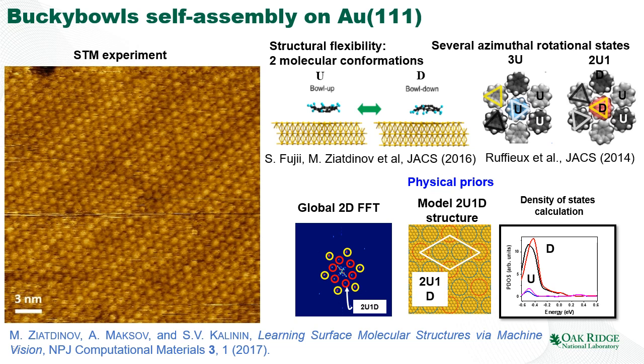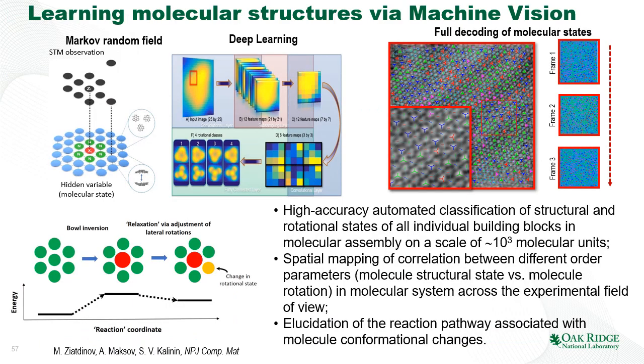So the first thing we can do is collect all the information we know about the system. It turns out that we have some information about the possible structures, which we call physical prior, and we have some information about the density of states. Then we can use this information to enhance our molecular identification using two techniques. One is the Markov random field models. It turns out that it is ideally applicable for the analysis of the molecular state up and down. And second is deep learning, which allows us to identify very well the rotational classes of the molecule.